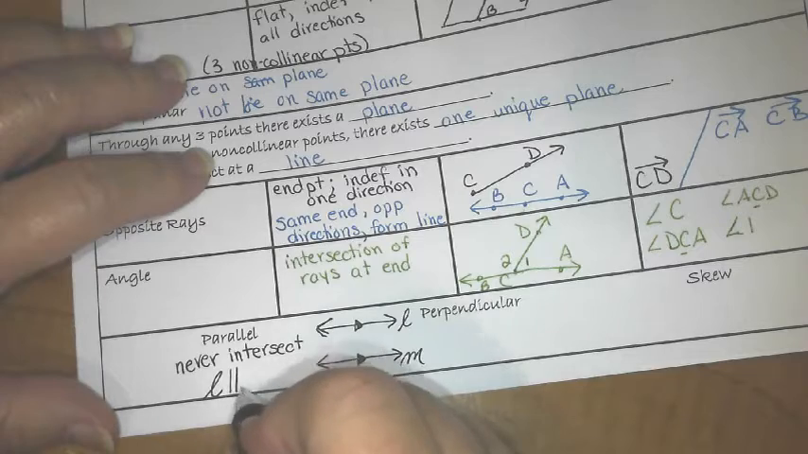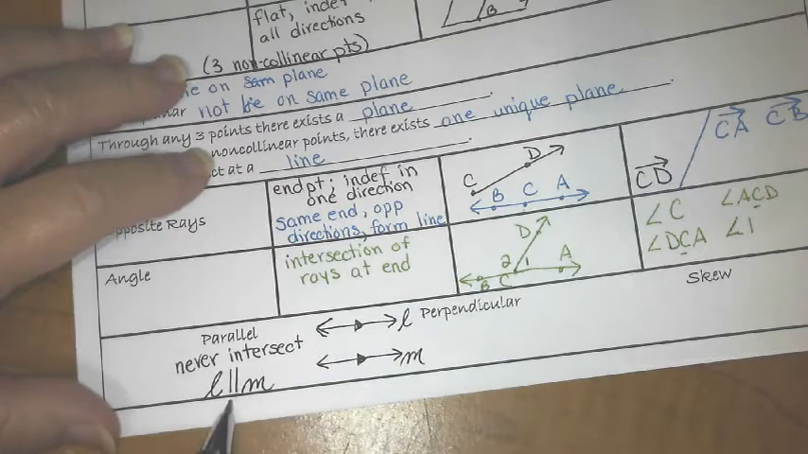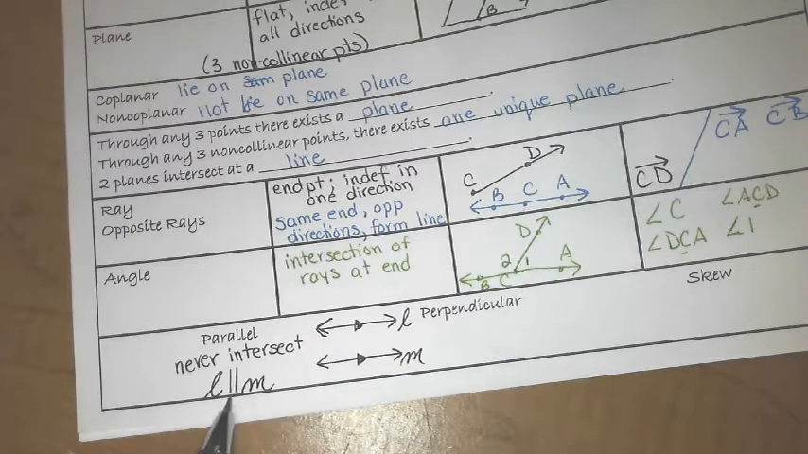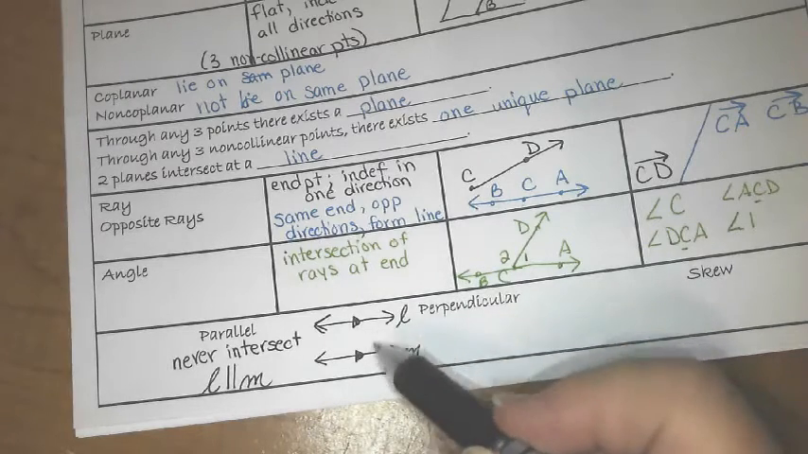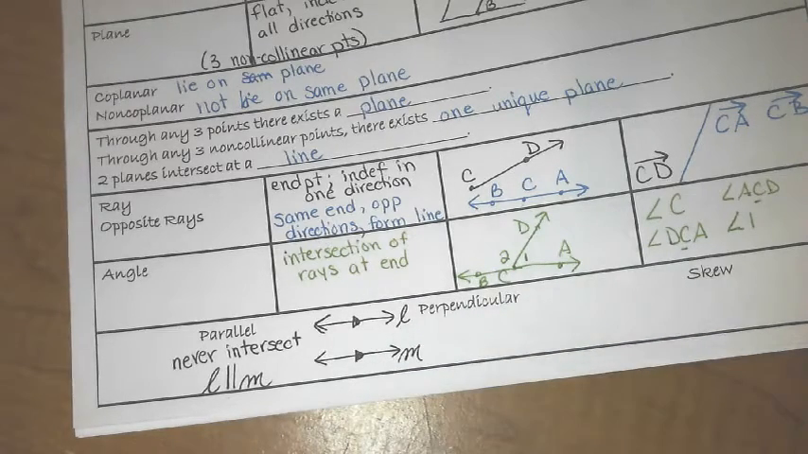L is parallel to M. There's our symbol for parallel. It's easy to remember because it's like the double L's in the word parallel. L is parallel to M. The only way we know that lines are parallel is if someone told us or if it has the symbols marked on it for parallel lines.